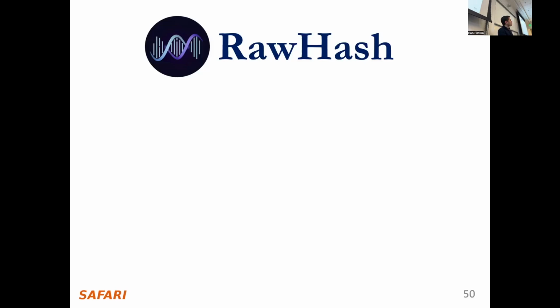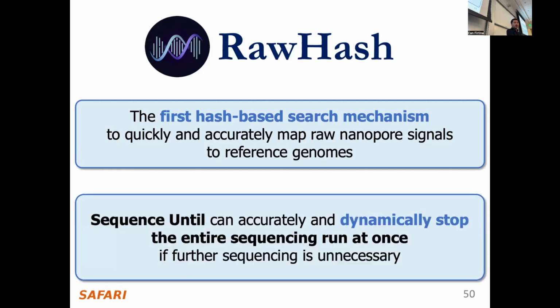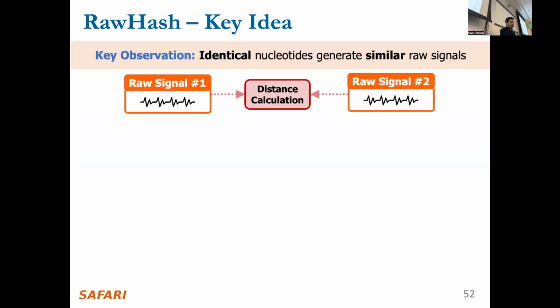So to this end, we propose RowHash. We make two key contributions. We provide the first hash-based search mechanism, and also we propose the sequence until technique. I'll first describe the hash-based search mechanism that we provide in RowHash.